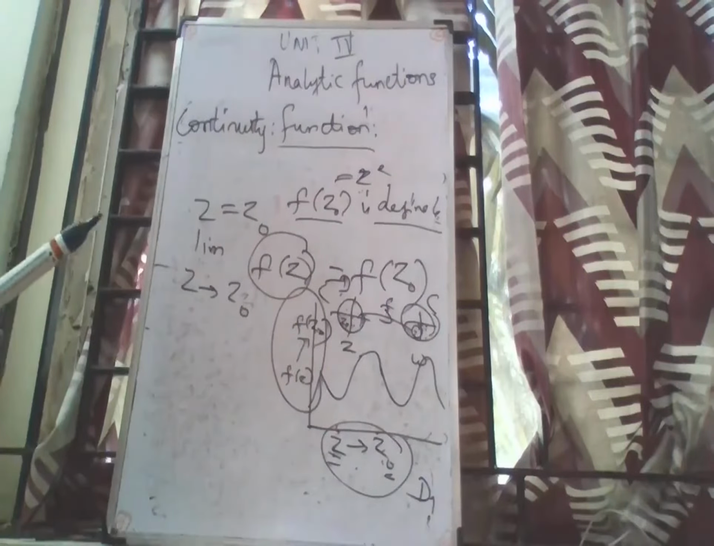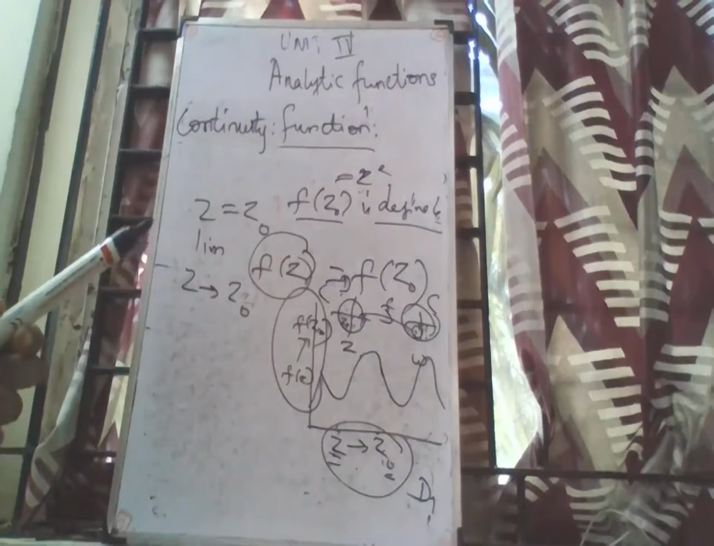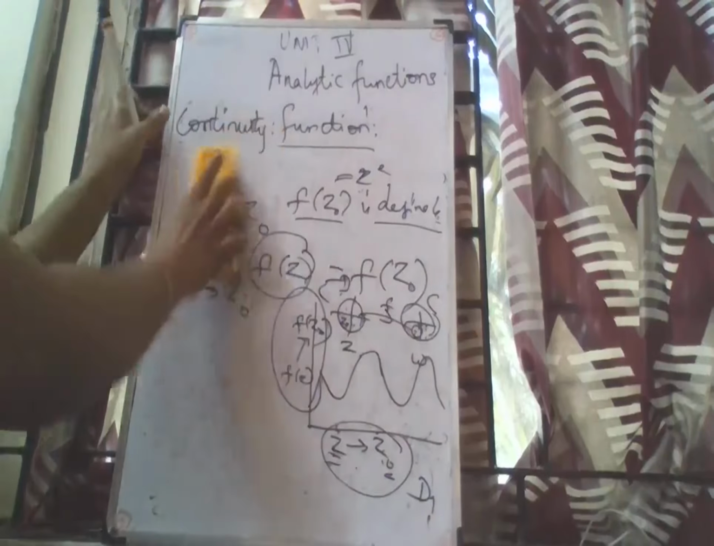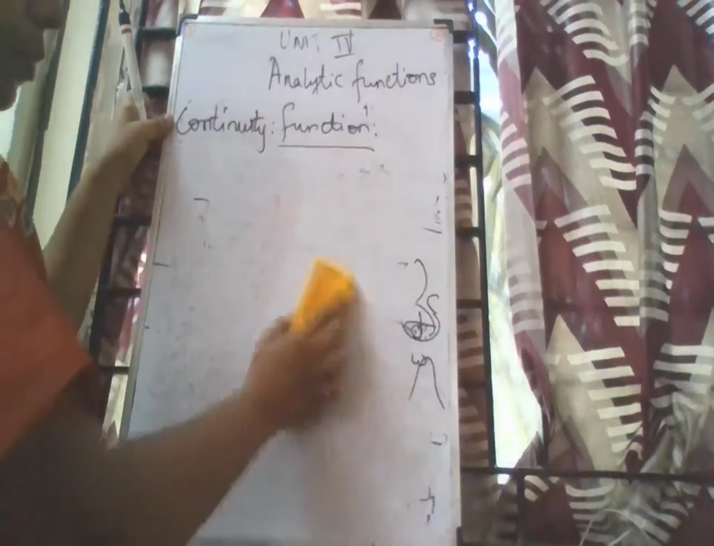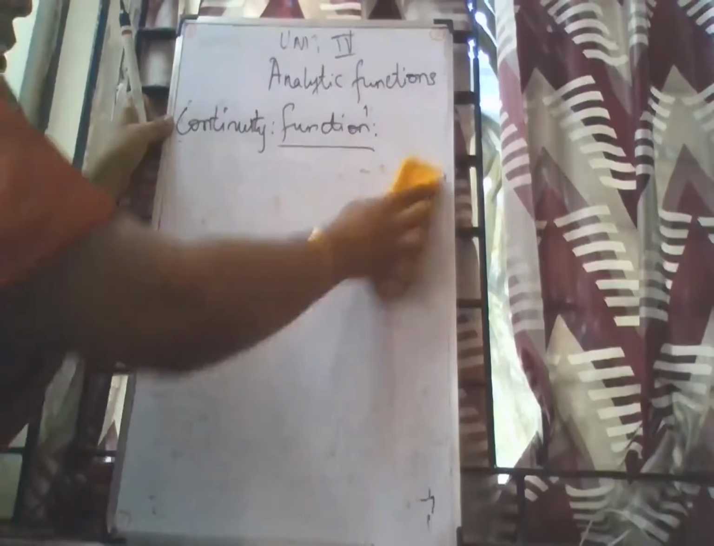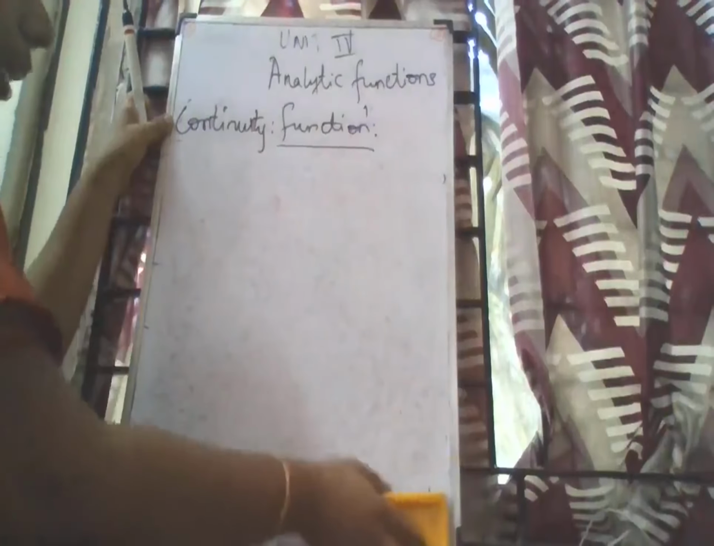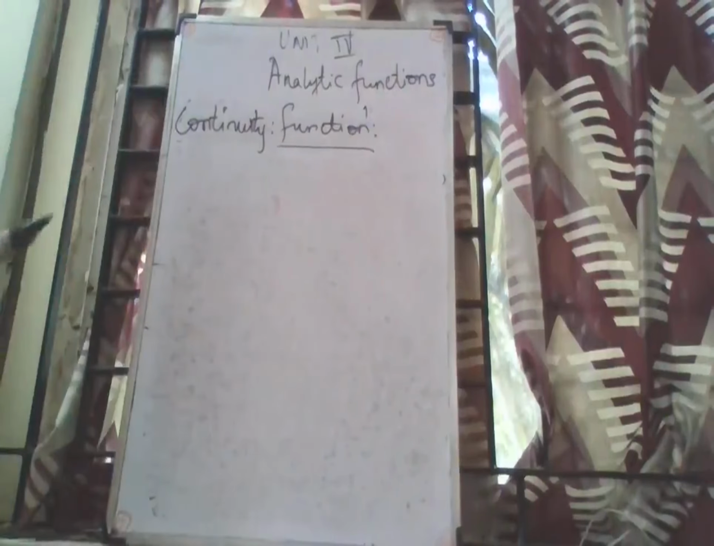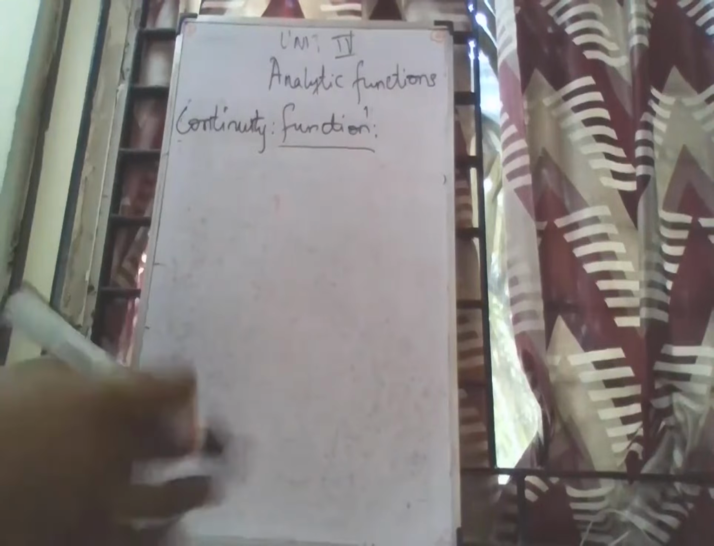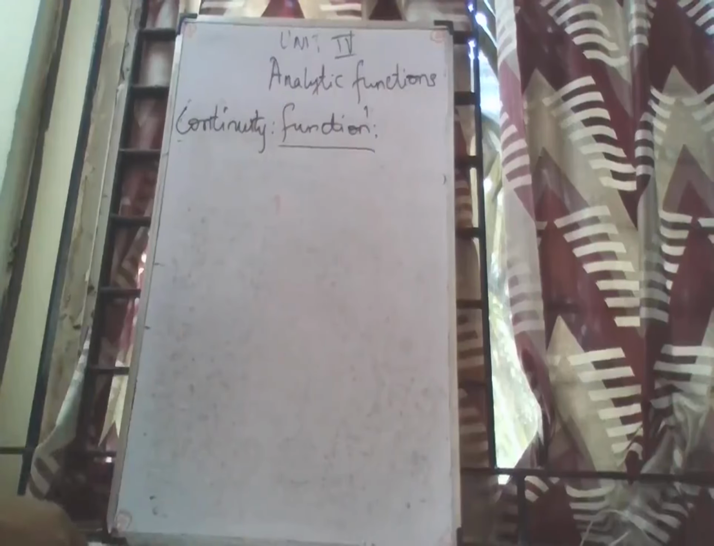Okay, I think I'll go for the other definition of continuity of a function that I mentioned. Next I'll give an example of whether a function is continuous or not, and then I'll go for the other two to three definitions I have. That's all. I'll go for the problems after that.